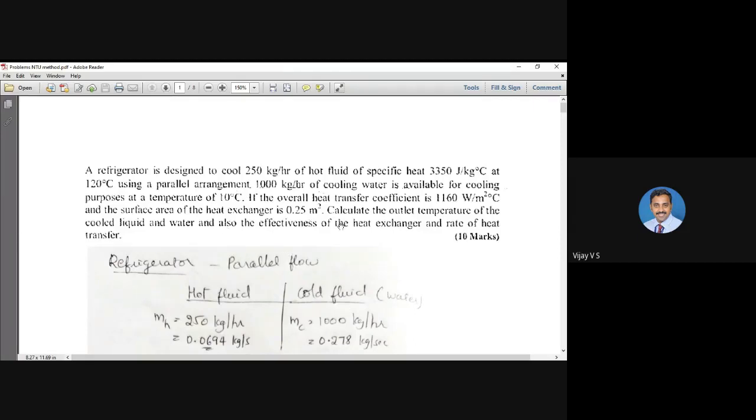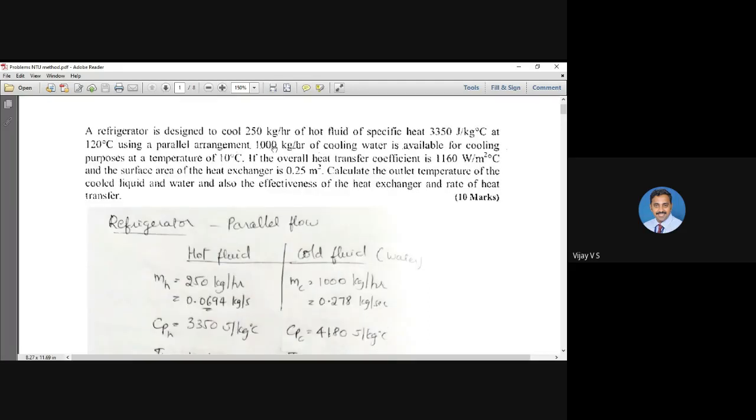And how to know if a given problem is NTU method or LMTD method? That is one question generally. So here what you can see is the temperatures. If only two temperatures are given, you cannot use the LMTD method. So here also only two temperatures are given. So let us see what data are given.